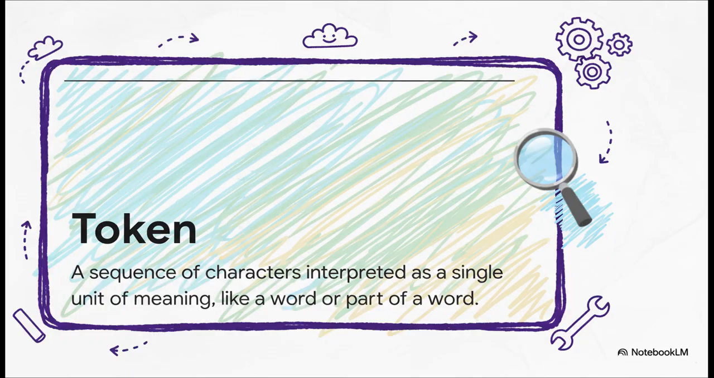And finally, we have the token. A token is the basic unit of language for an AI model. It's not always a whole word. Sometimes it's just a piece of a word or a comma. Now, why should you care? Because almost all pricing in the world of generative AI comes down to one thing: how many tokens you use, both in what you send to the model and what it sends back.